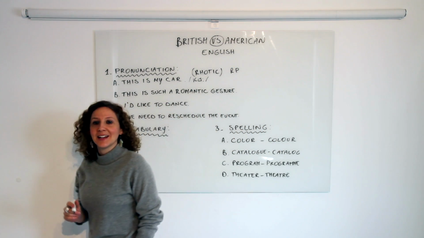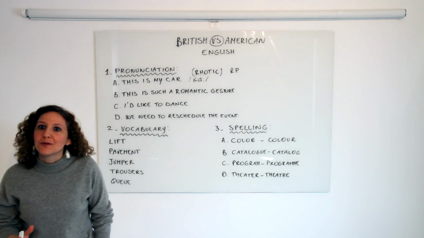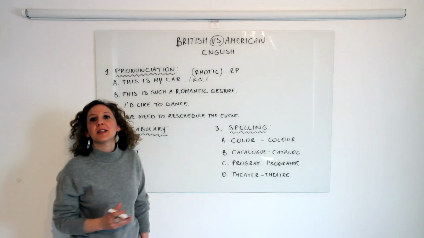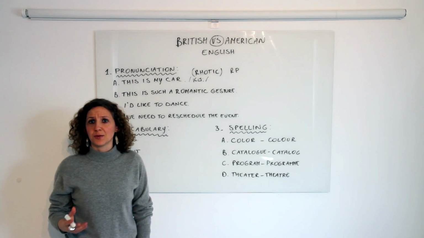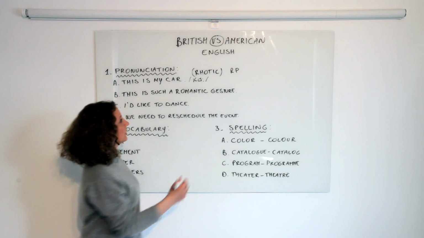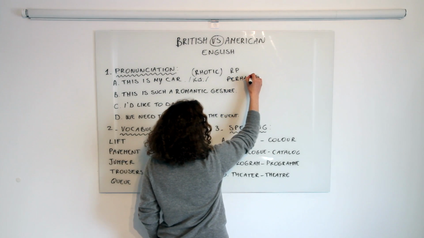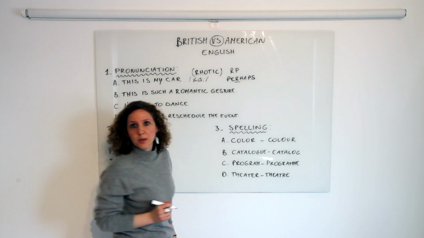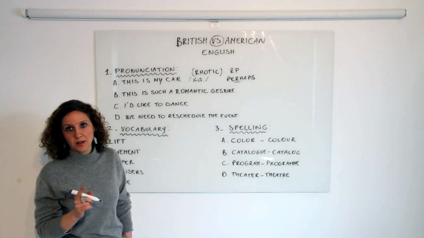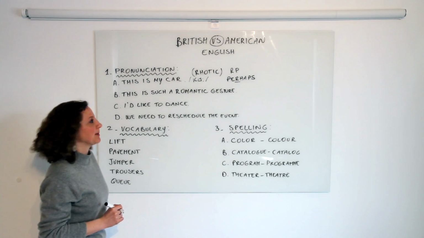And this is even more evident in RP, which is received pronunciation, spoken by the elite in the UK and also, of course, the royal family. And you may hear, for example, Kate Middleton saying perhaps, and what she means is perhaps. Why? Because the R frequently drops in British English. That's one of its main features, actually.